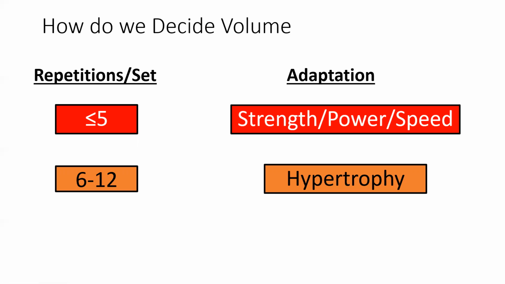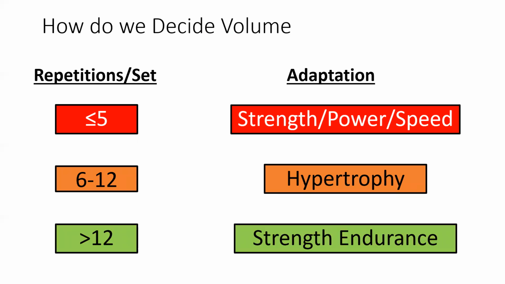A 5 repetition max is heavier than a 6 repetition max. A 6 repetition max has more total volume than a 5 repetition max. Volume drives hypertrophy, intensity drives strength. So that's how that really works. And then the more repetitions we do, the more endurance focused it will become.